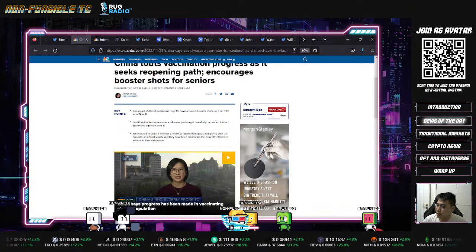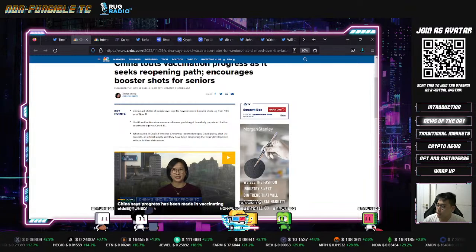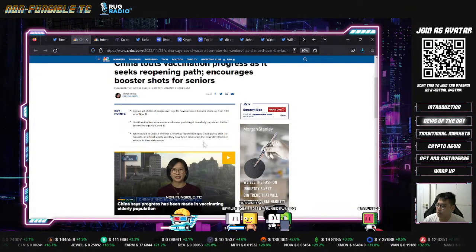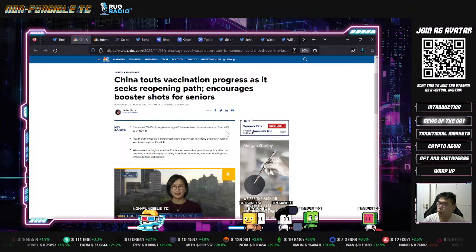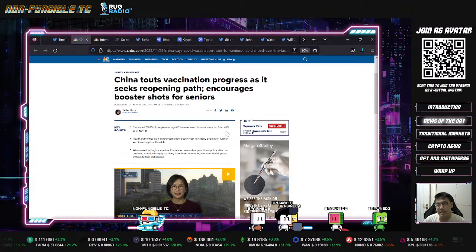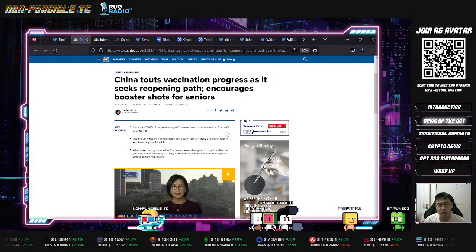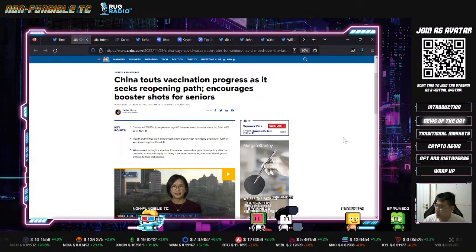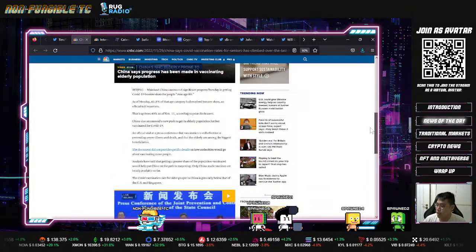So anyways, when asked in English whether China is reconsidering its COVID policy after the protests, an official simply said they have been monitoring the virus development without further elaboration, right? So no updates in the sense that they're not gonna slow down the lockdown. I mean, the lockdown is still gonna happen, but they're saying that these vaccination rates are good, right?